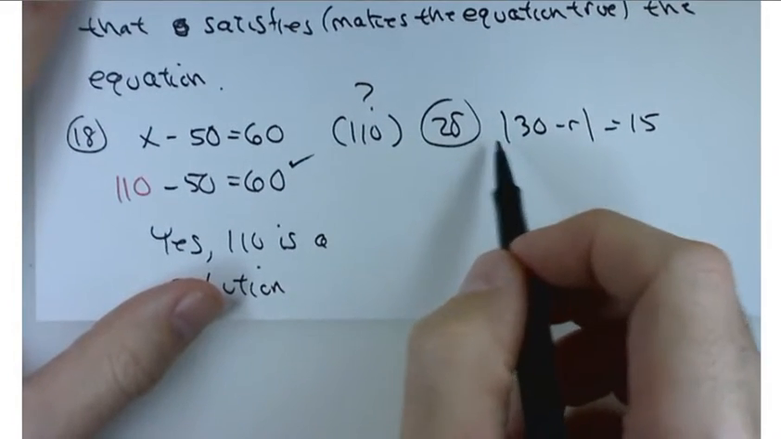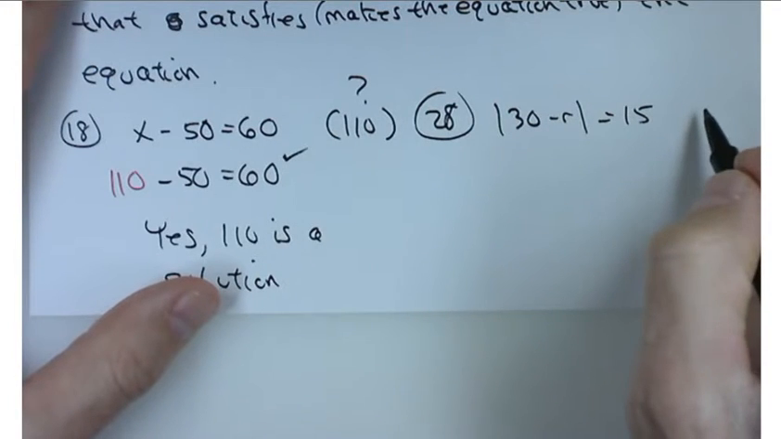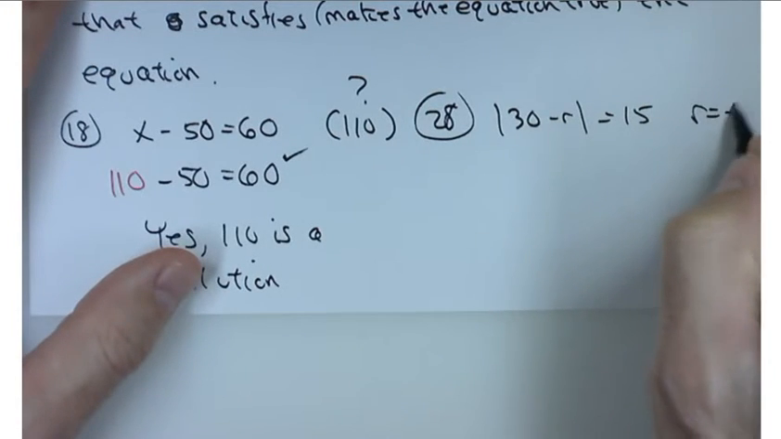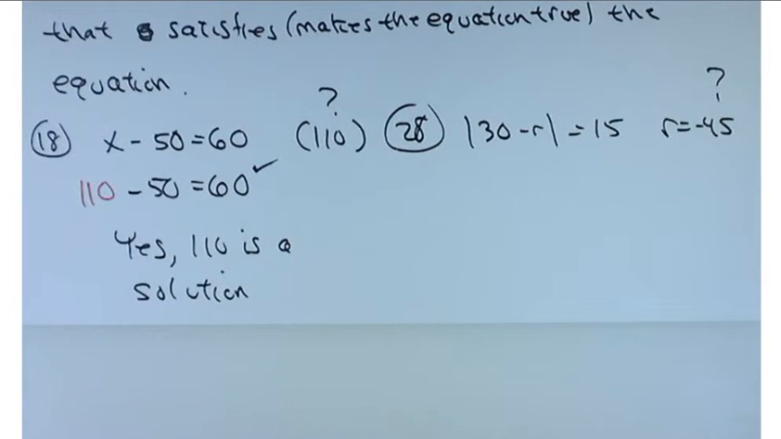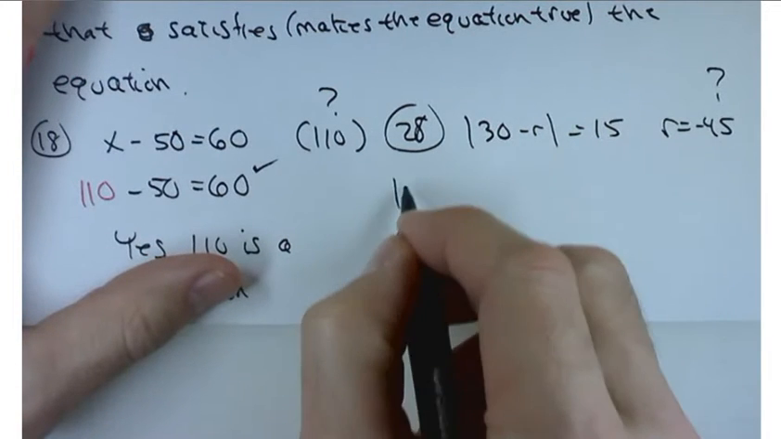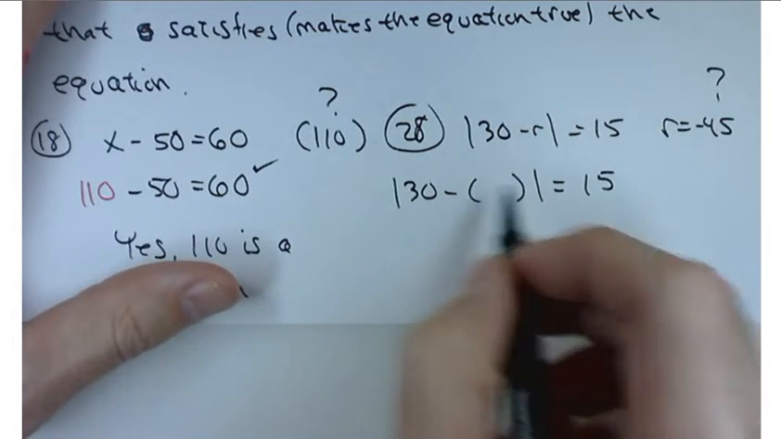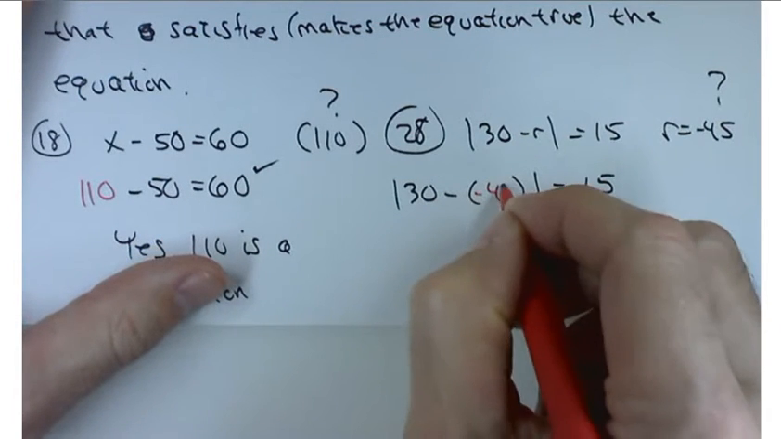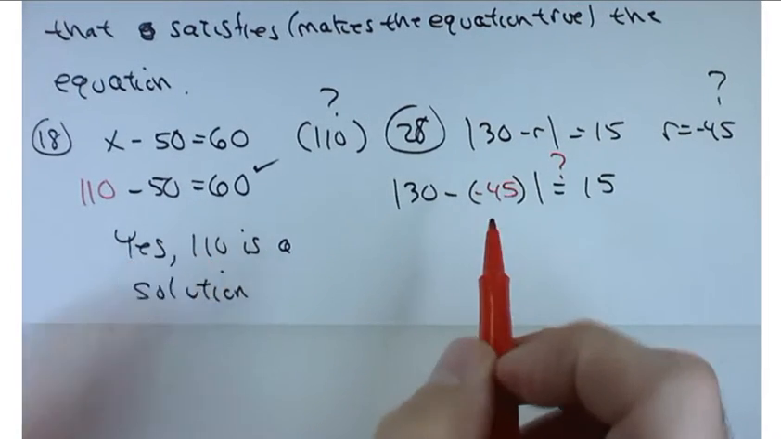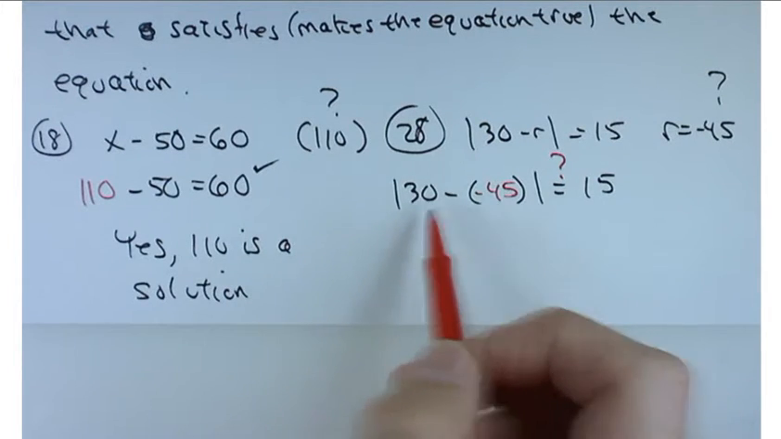This might be a good example as well. Problem number 28. The question is whether or not r equals negative 45 is a solution. So again, the idea is to substitute in and check it. So 30 minus, and here's where you've got to be careful with the parentheses, right? I've been consistent all day here today, suggesting that when you substitute, you do so with parentheses. Here, it's so that you don't miss the double negative.